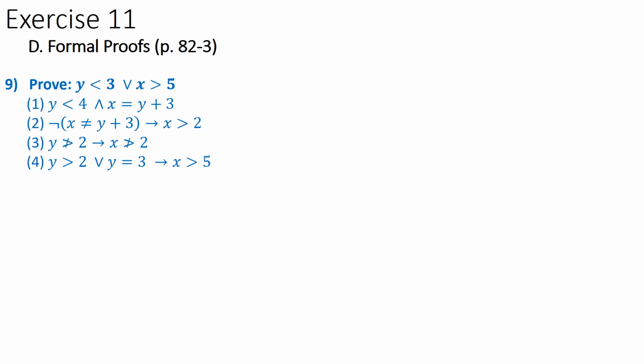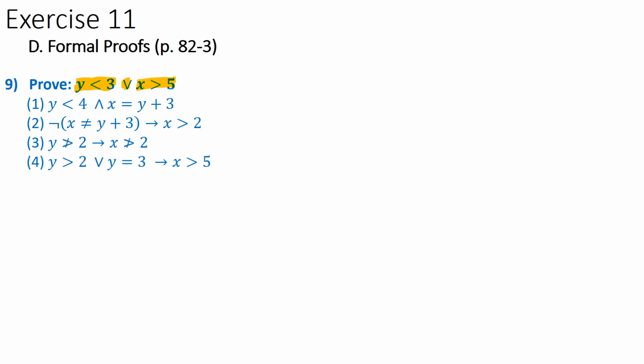I now want to work on number 9 from part D of exercise 11. Like anything, to get good at these things, you need to practice. But here's a good example. We want to prove the disjunction y is less than 3 or x is greater than 5, and we're given 4 premises.